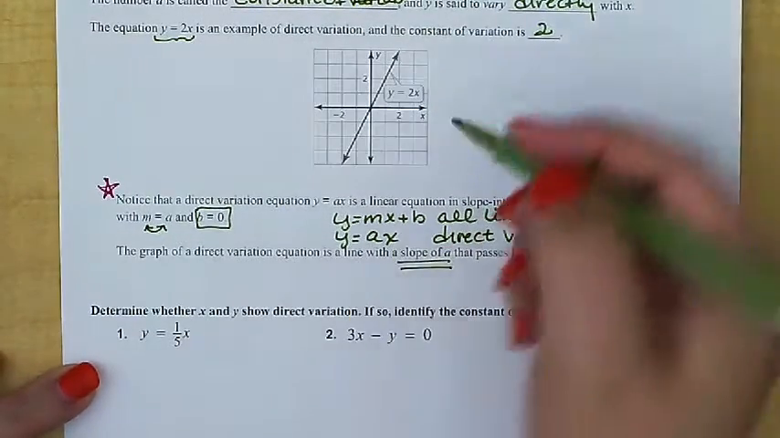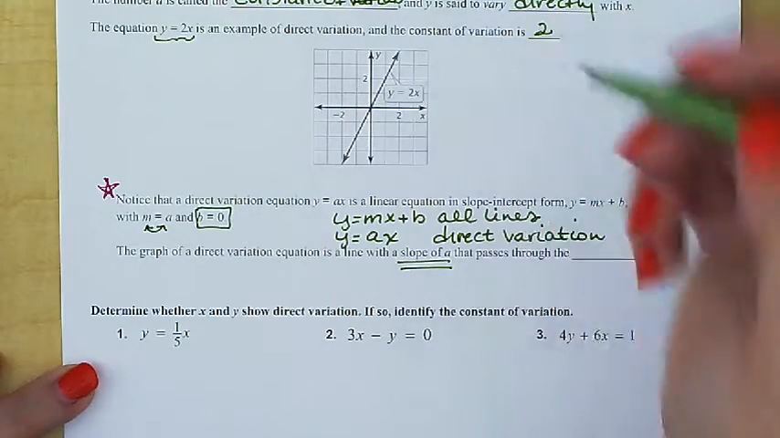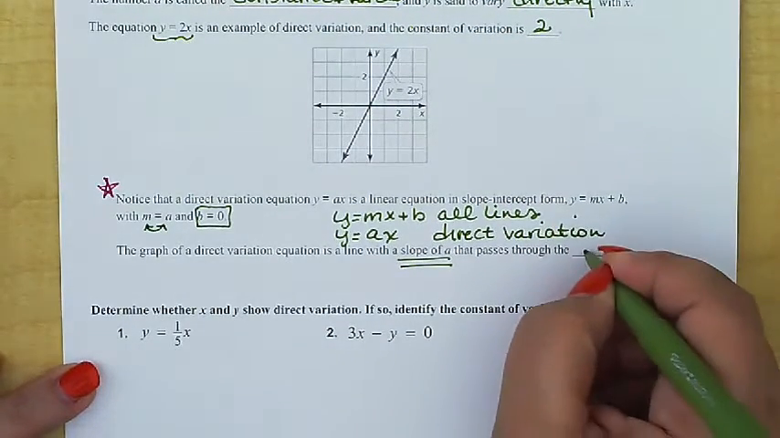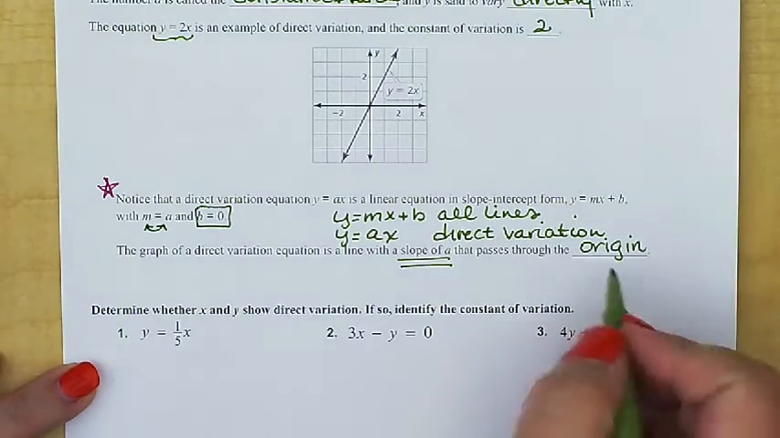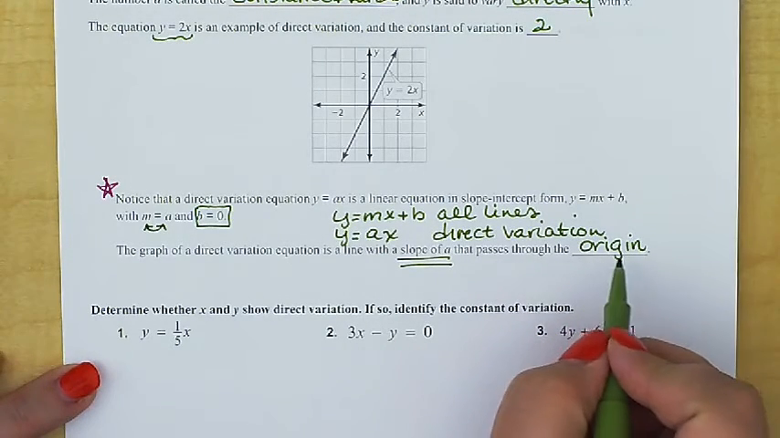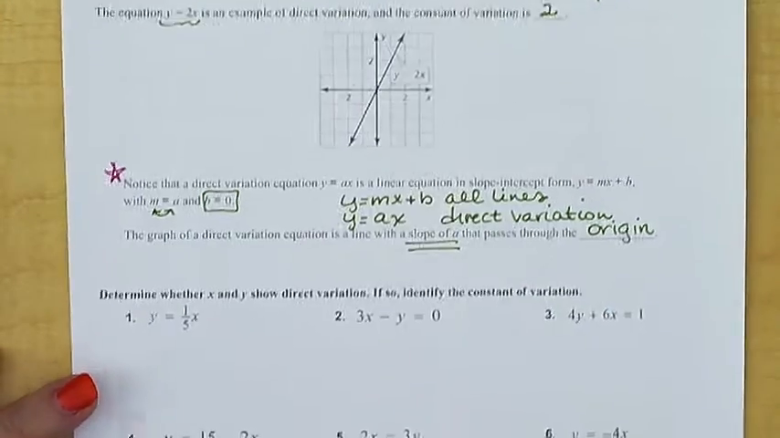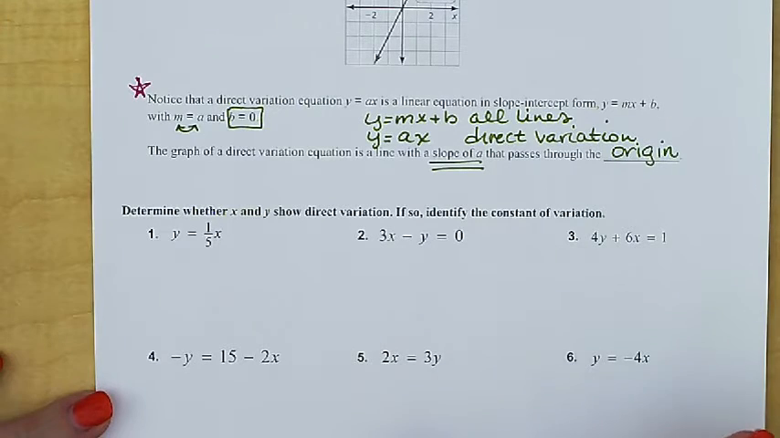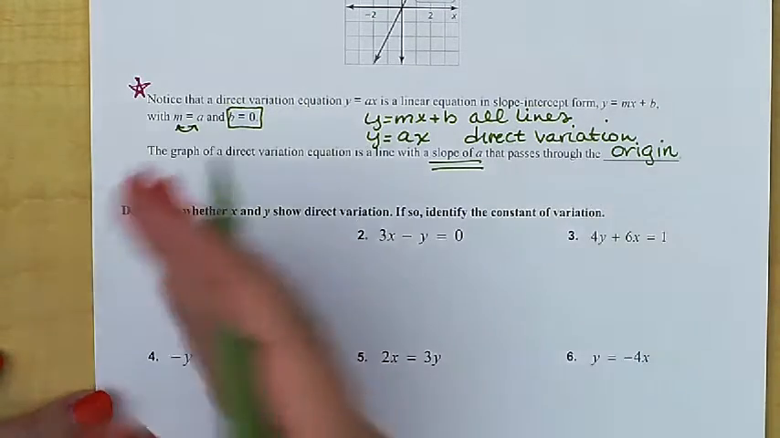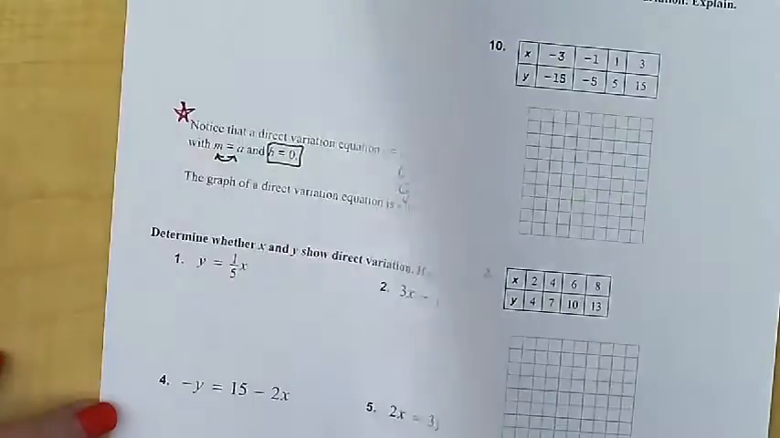And since b is 0, what that means to us is that our line will always intersect the y-axis at 0, which is at the origin. So one of the defining characteristics of a direct variation is that it always passes through the origin. If you see a straight line that passes through the origin, very immediately you should be able to recognize that as a direct variation. So that's what we're going to now talk about, being able to describe or determine if something is direct variation from equations, from graphs, from tables.